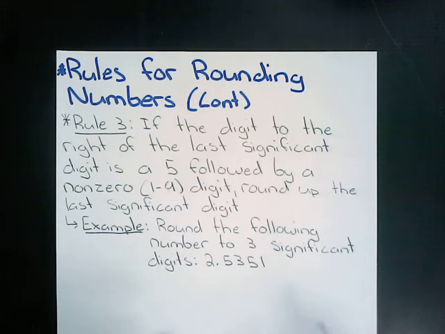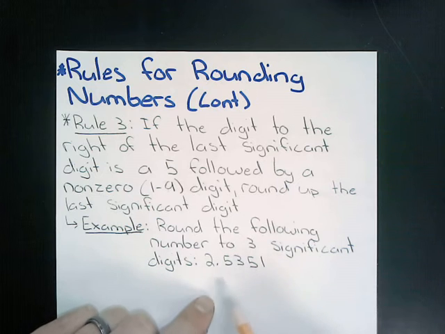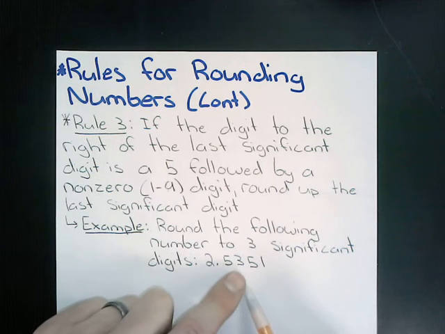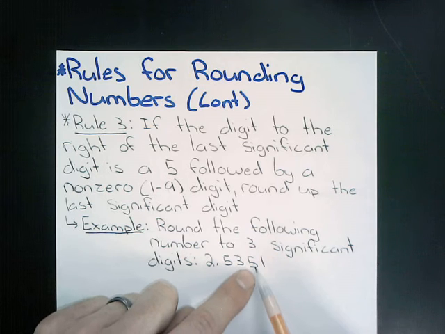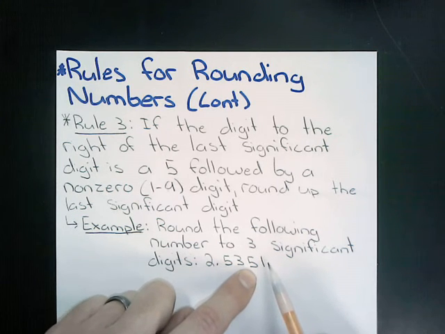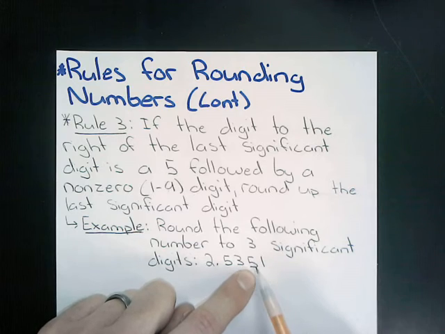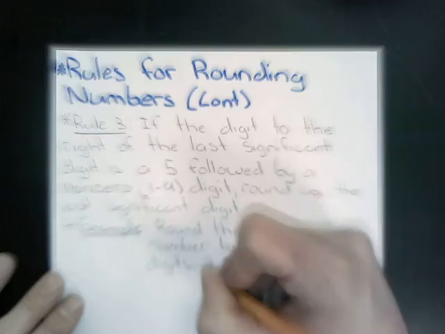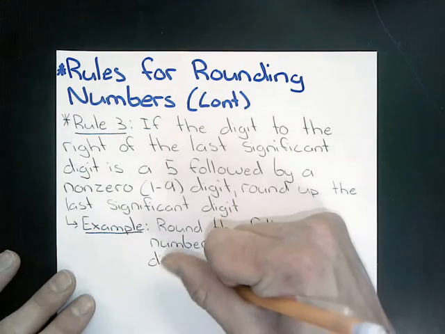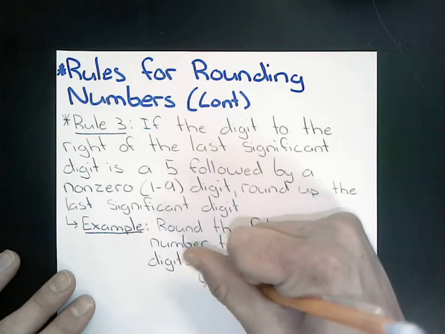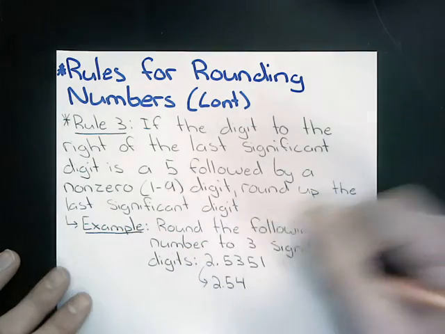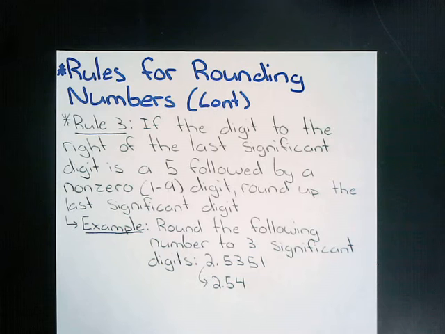So again, we identify we want to round to 3 significant digits. We look to the right. We find a 5, but then we have to look to the right again. If it's anything but a 0, we round up. So looky here, we have a 5 and a 1. This means that the rounding here would be 2.54. Now the last rule is a little bit tricky.